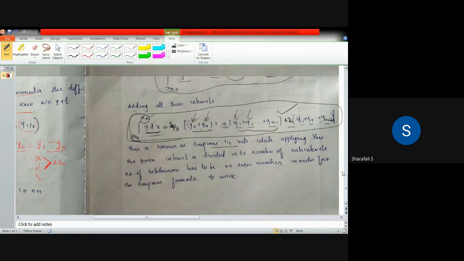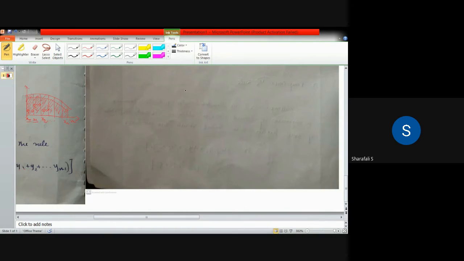Now let us consider a very simple example. Let's say the integral of x dx with limits 1 to 3. Let's consider this a very simple example. If you do this analytically, then you will get x square by 2 from 1 to 3. So what is this? This is 3 square by 2 minus 1 square by 2. This is nothing but 9 minus 1 by 2. So this is 8 by 2, which is 4.